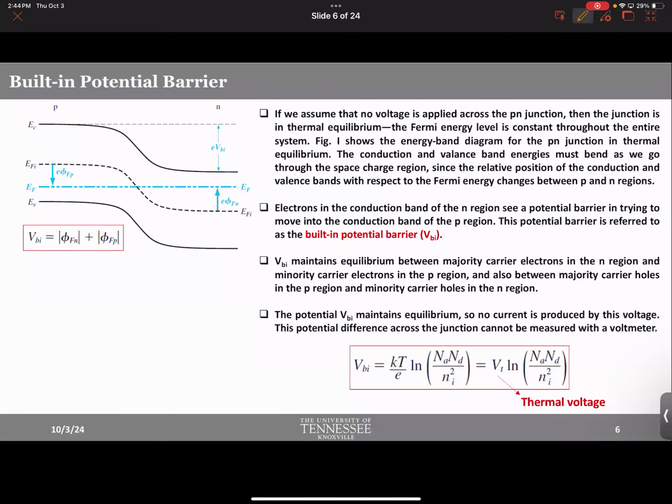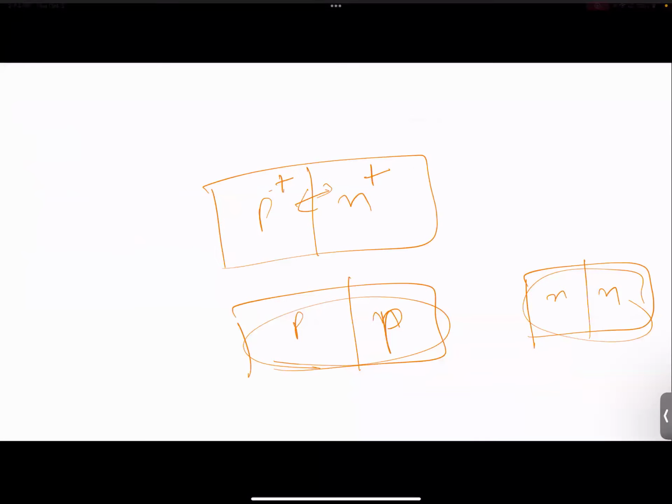We discussed how to draw the band diagram for a PN junction, right? Just as an exercise, I wish I could give you this exercise and let you work on it, but for the interest of time, I'm going to do it. But please try to work with me on this. Let's do it together, okay?